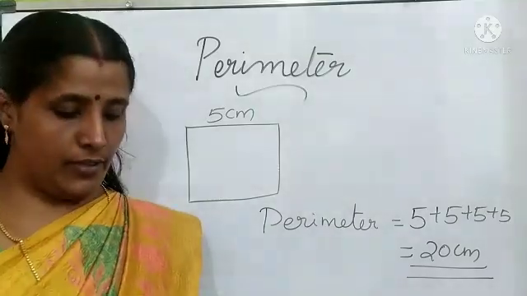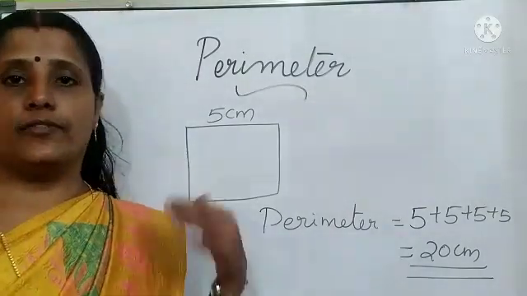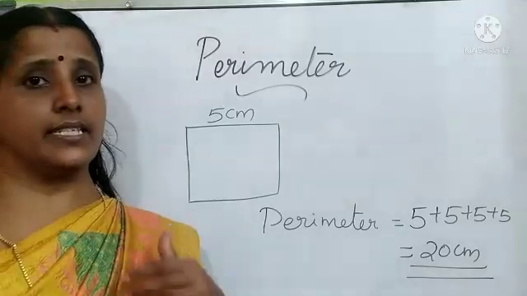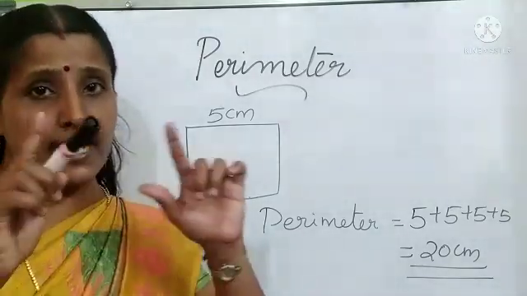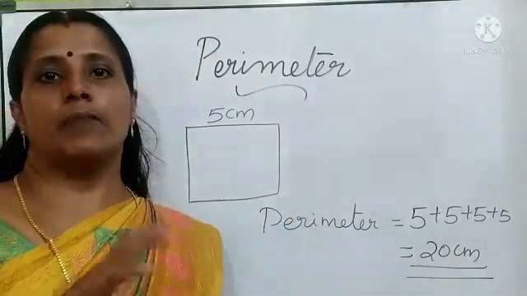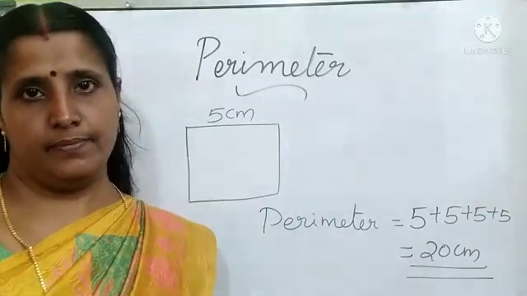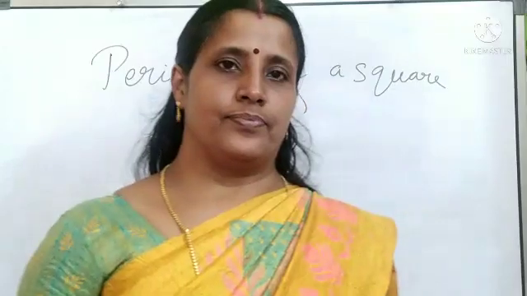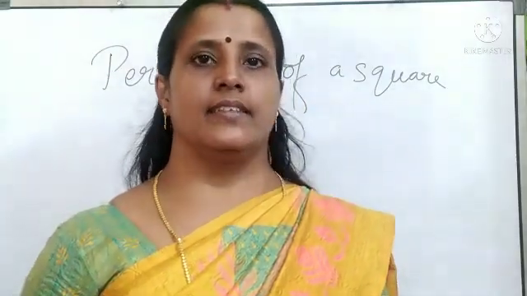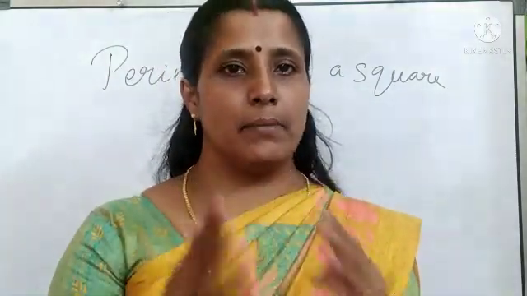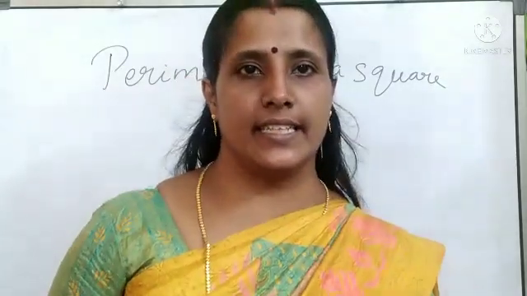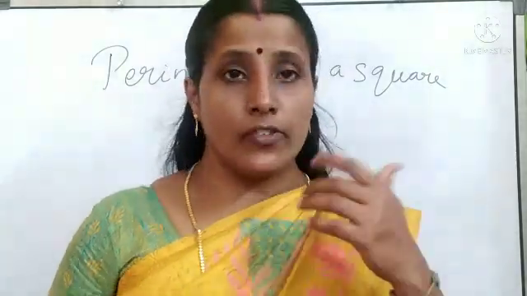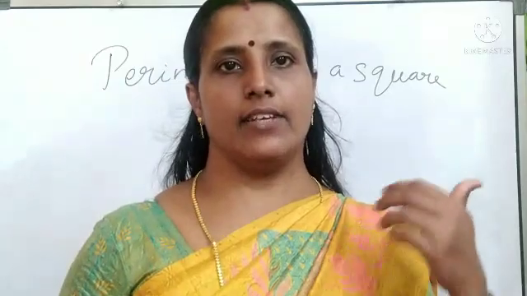Do all of you understand? How can we find out the perimeter of a given figure? If the measurements are given, then we have to add the measurements of the boundaries of the given figure. Understand? Next, I will explain the perimeter of a square and a rectangle using formula. How can we use that formula? That I will explain here.